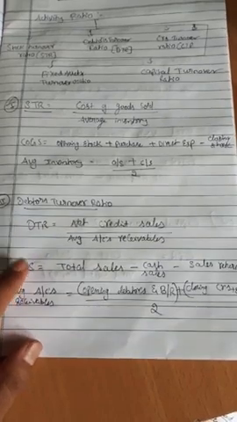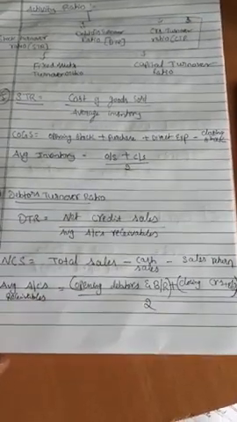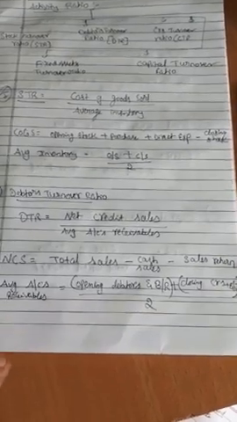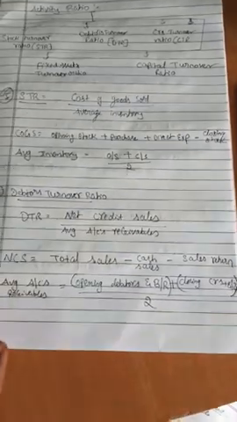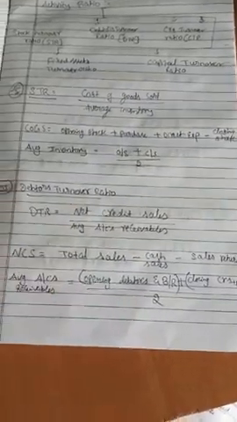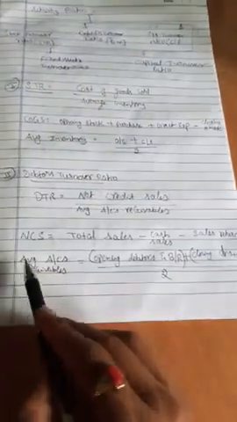As we know, net credit sales is total sales minus cash sales minus sales return. If there is any sales return, we are going to minus that. So that value gives your net credit sales. And average, now average accounts receivables.